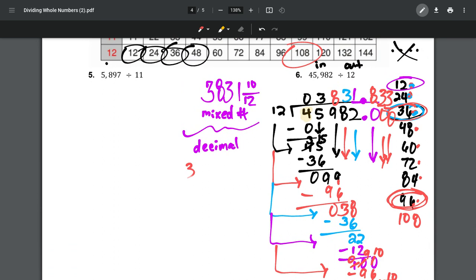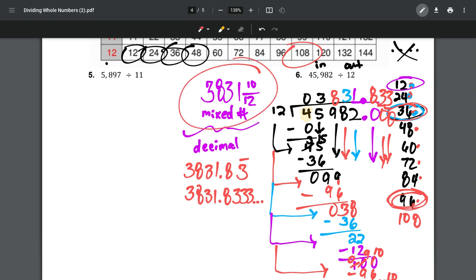So you could write 3,831 and the 8, and only the 3 is going to repeat. So only put the bar above the 3. Or you could write it like this. Just put a bunch of 3s behind it and put dot, dot, dot, your ellipsis, okay? Again, if you don't like continuing to divide, don't change it to a decimal. Just write it as a mixed number. That's the shortest way.